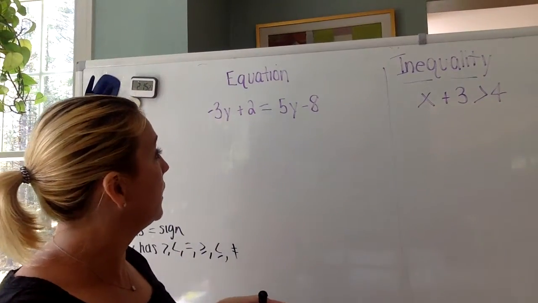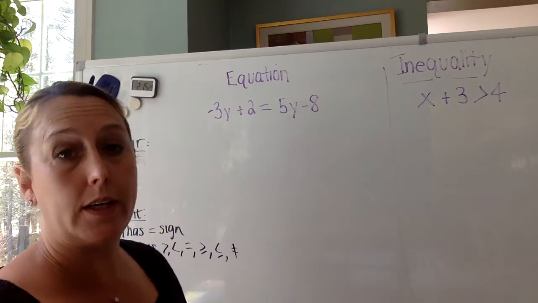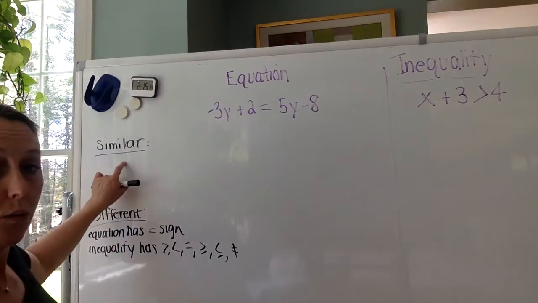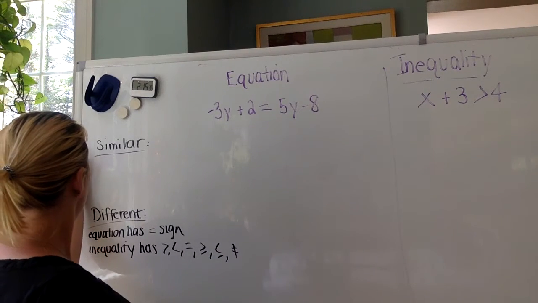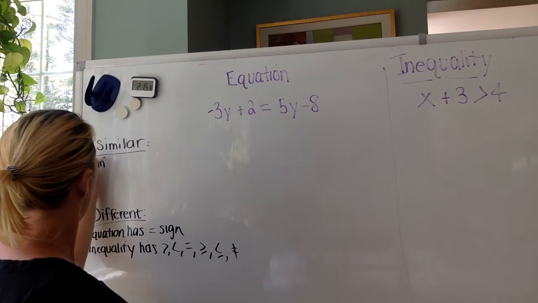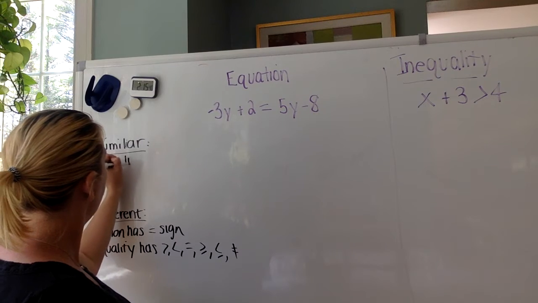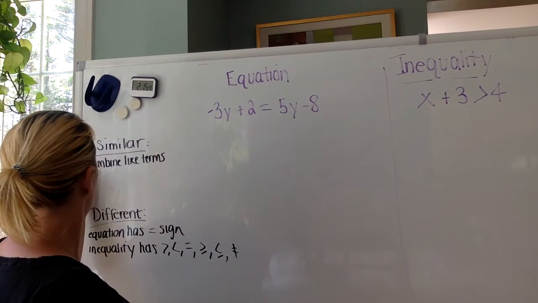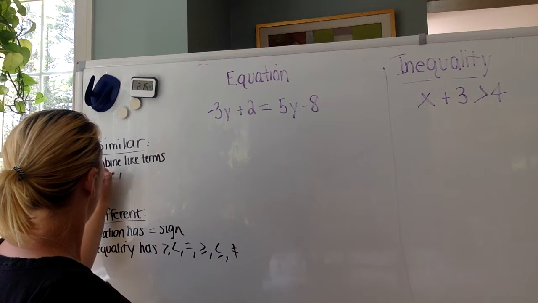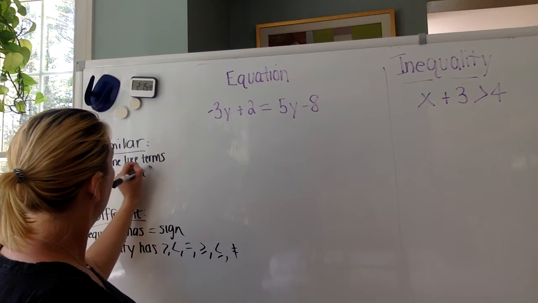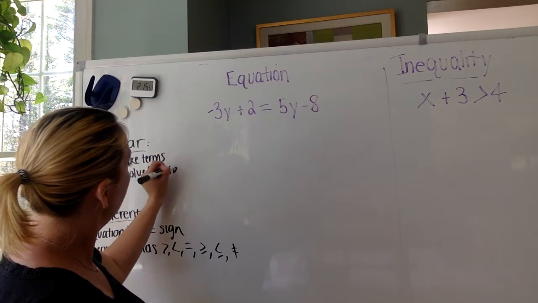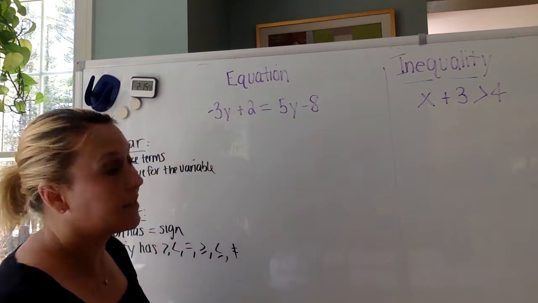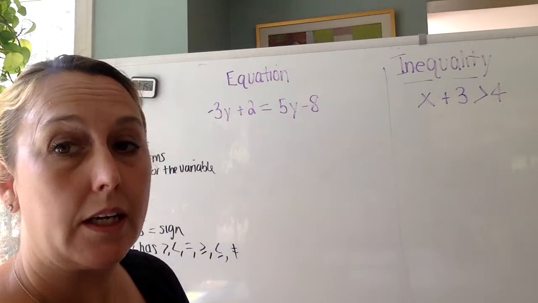As you've been learning for equations, we tackle this by combining like terms and isolating variables. Well, this is how we're similar. We do the same thing for equations as inequalities. We combine like terms, we isolate, and solve for the variable. So you're going to do the same exact thing with an inequality. You're going to tackle it just like we've been tackling equations.